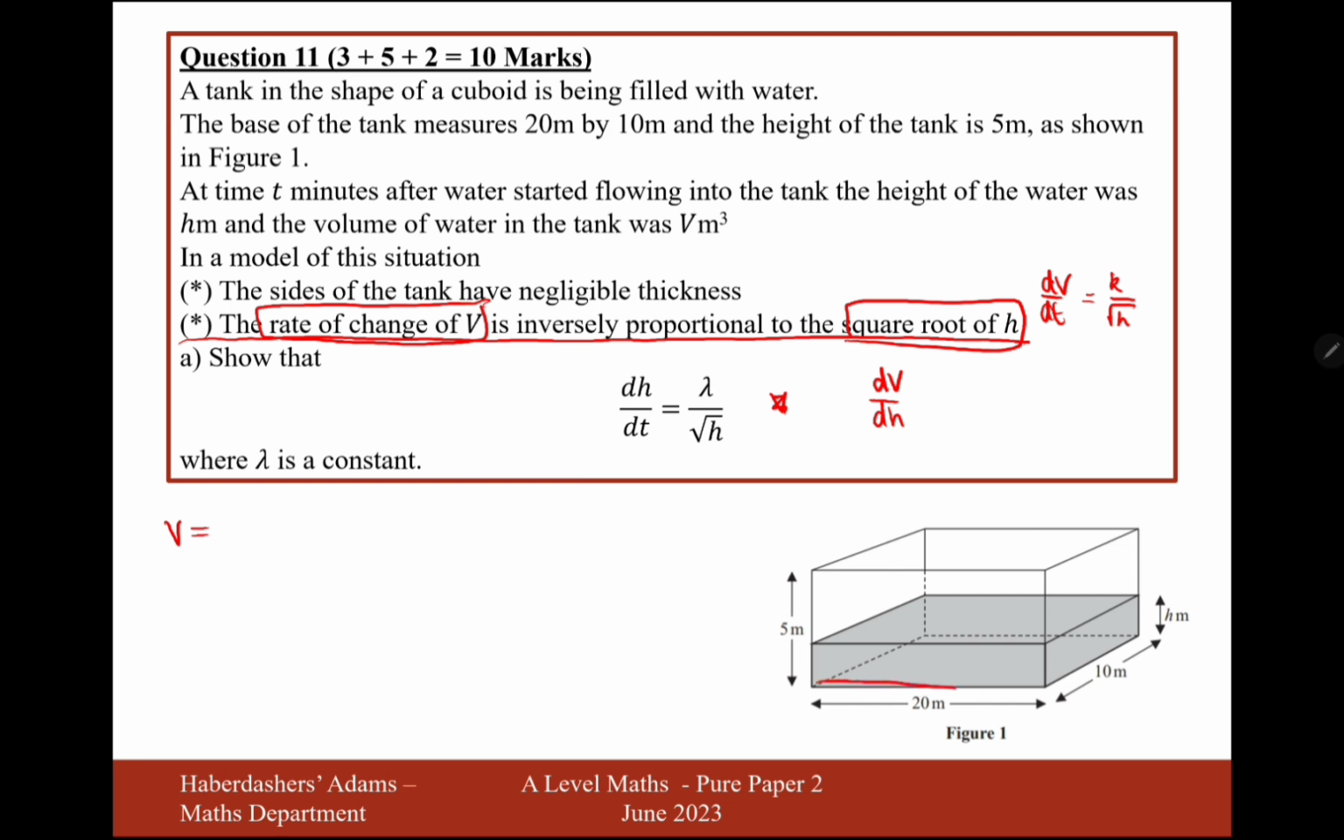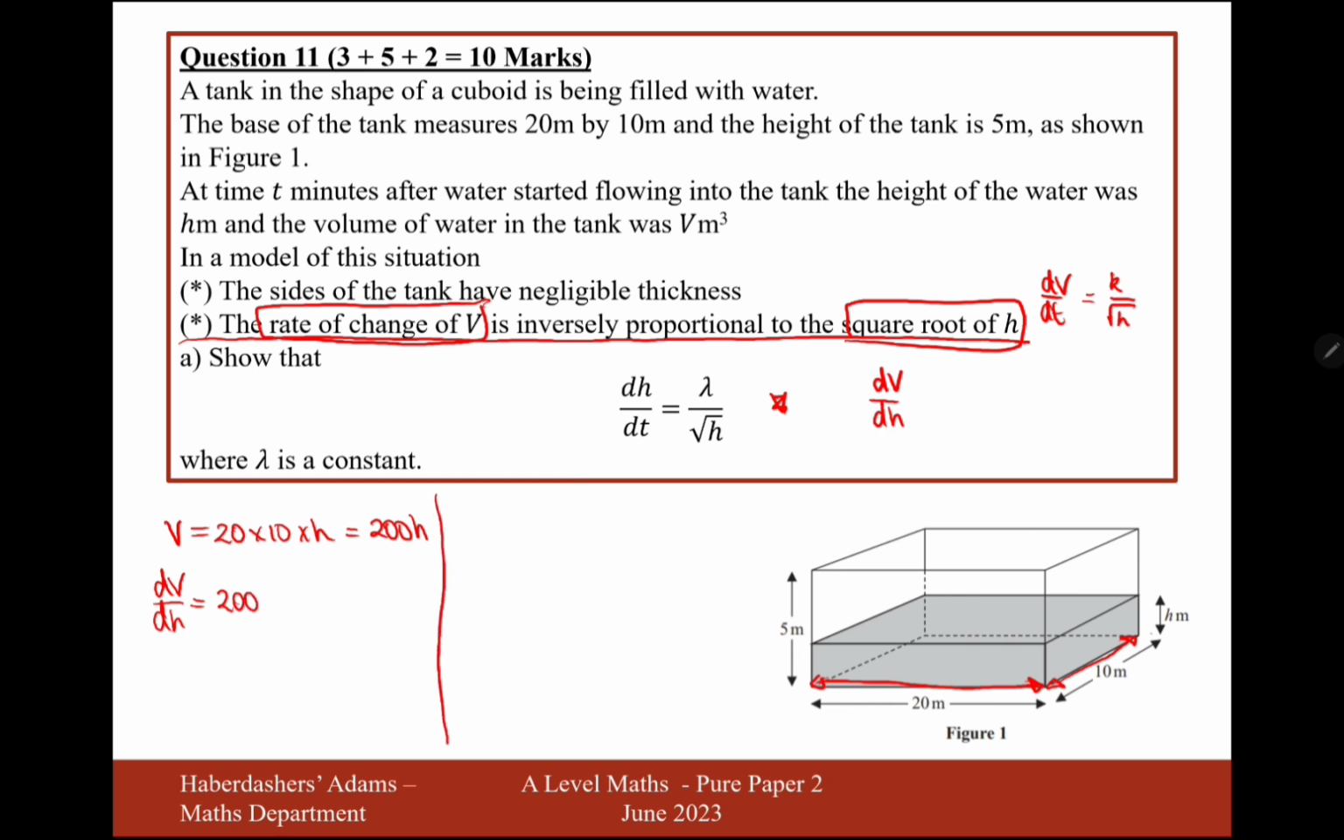If we look at the shape, it's 20 meters wide, 10 meters in this direction and h meters deep. So the formula for the amount of water in this cuboid at any one time is 20 by 10 by h, which simplifies to 200h. So now that I've got a formula that says v equals 200h, I can find dv by dh. If you differentiate 200h, you get 200.